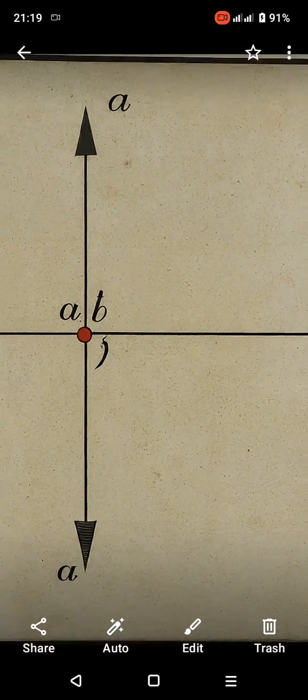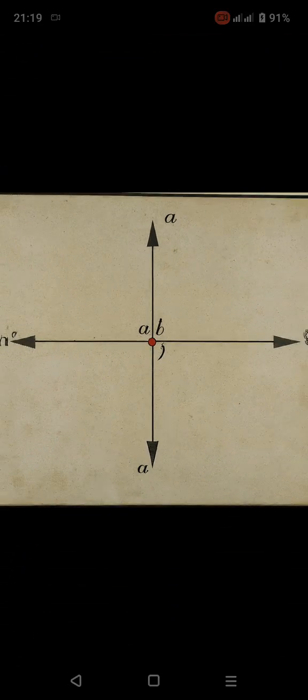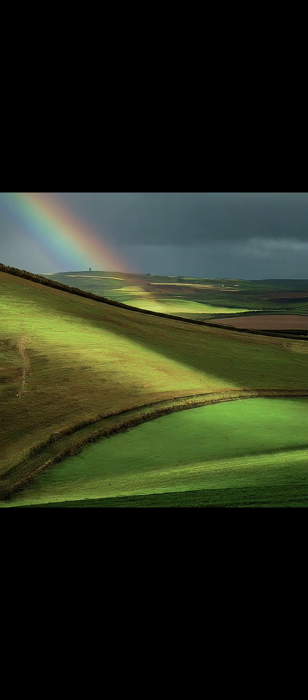12. Chord. A line segment connecting 2 points on a circle. 13. Diameter. A chord that passes through the center of a circle. 14. Radius. A line segment from the center of a circle to a point on the circle. 15. Tangent. A line that touches a circle at exactly 1 point.